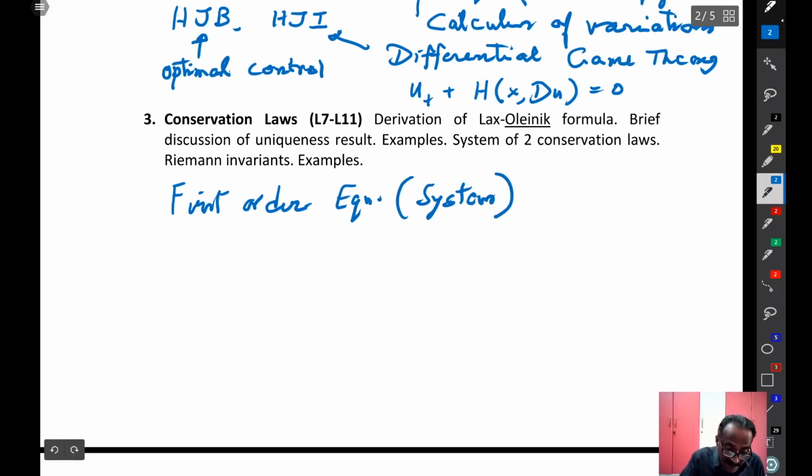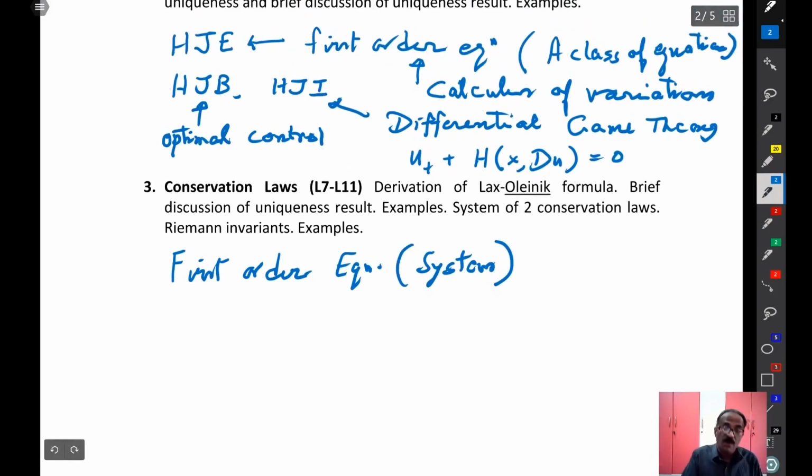And we derive again a representation of this one, what is called the Lax-Oleinik formula. So you derive, and again we will have a brief discussion about the uniqueness, and we will also discuss the system of conservation laws and Riemann invariants. By the way, this course is going to be given by two of us, my colleague Professor Datti and myself, just like what we have done in the first part of the course.